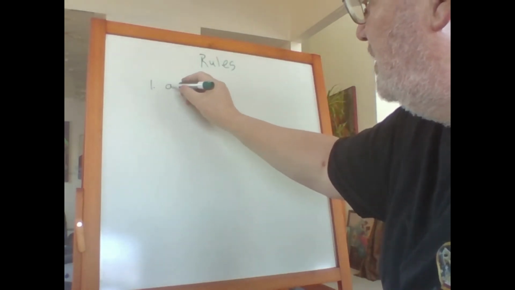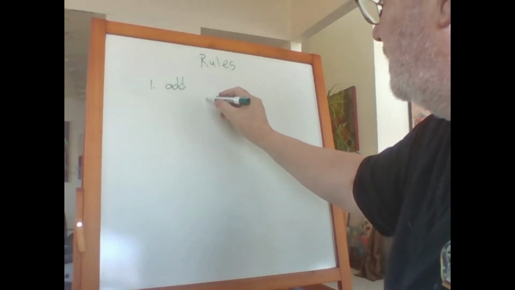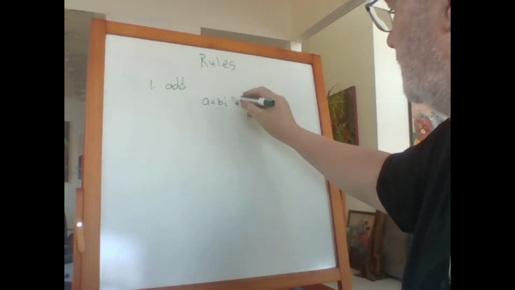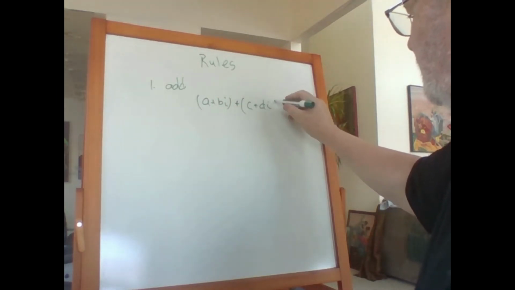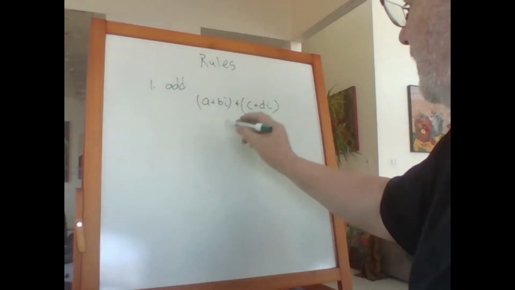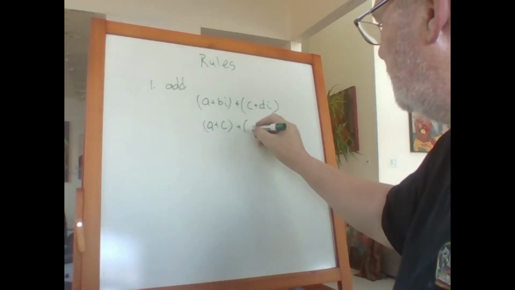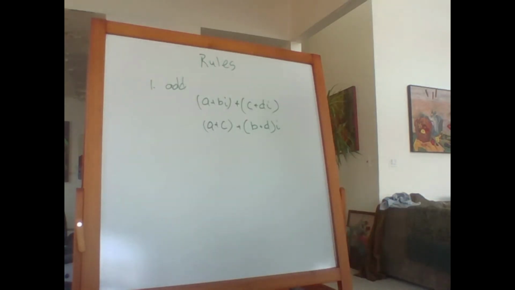First, add. If we have complex numbers a plus bi added to c plus di, we add the real components and we add the imaginary components. So here we have a plus c plus (b plus d)i, and that's adding complex numbers.